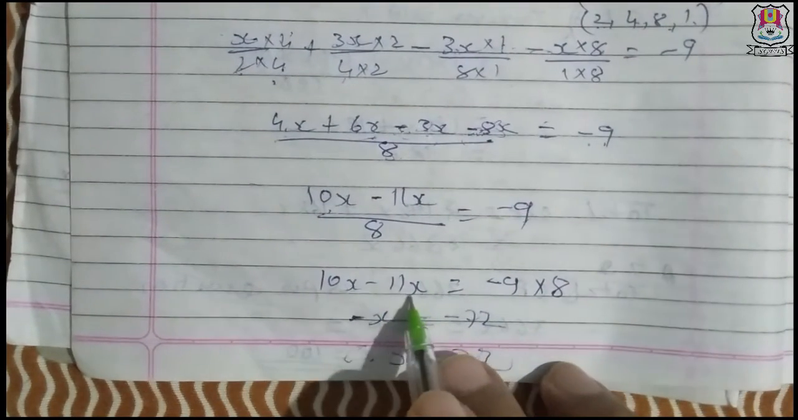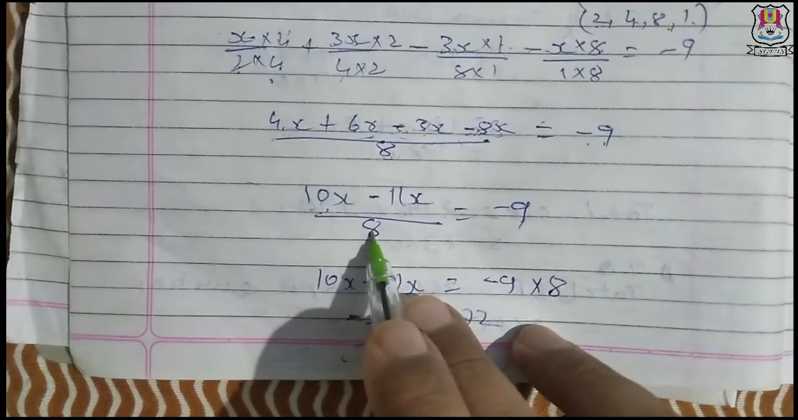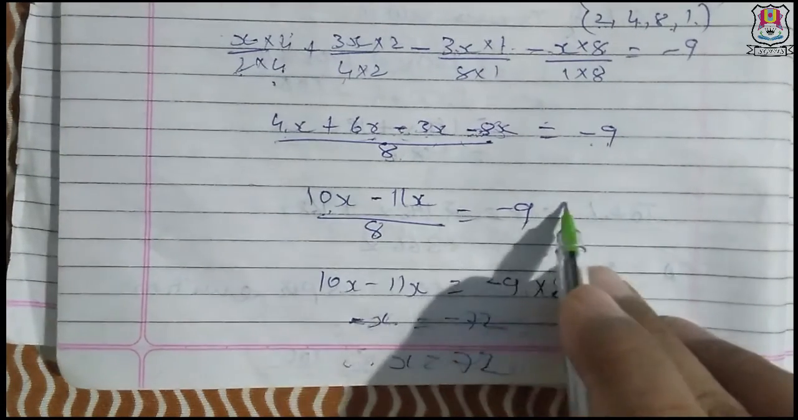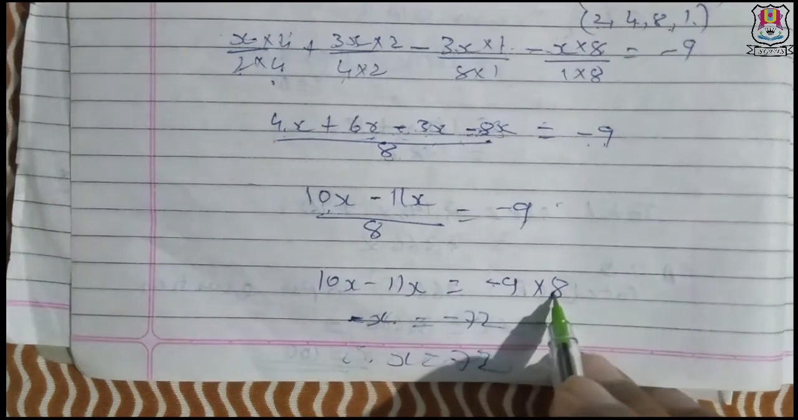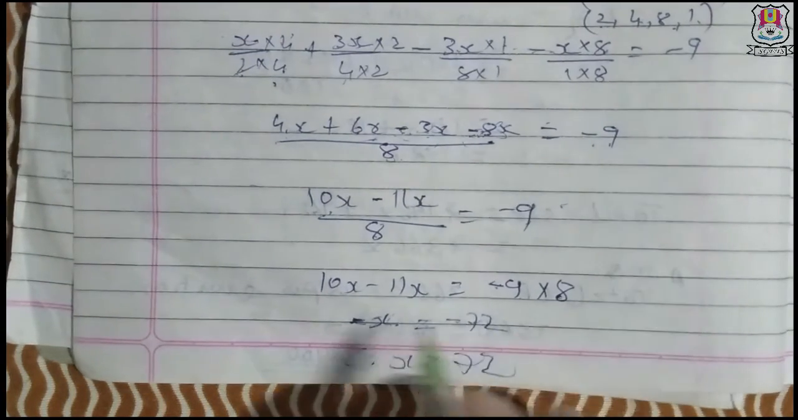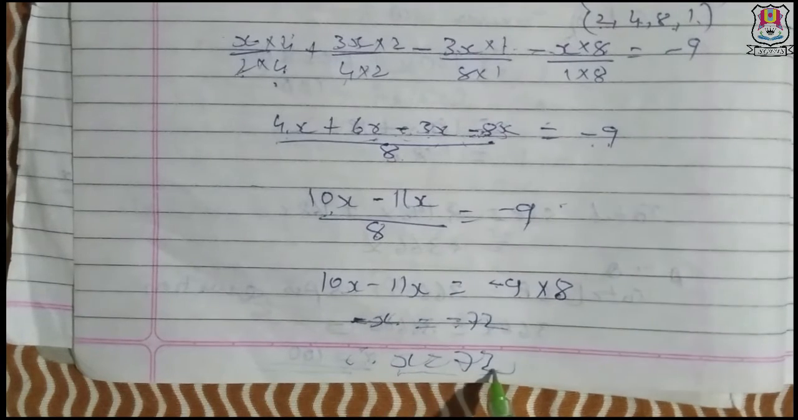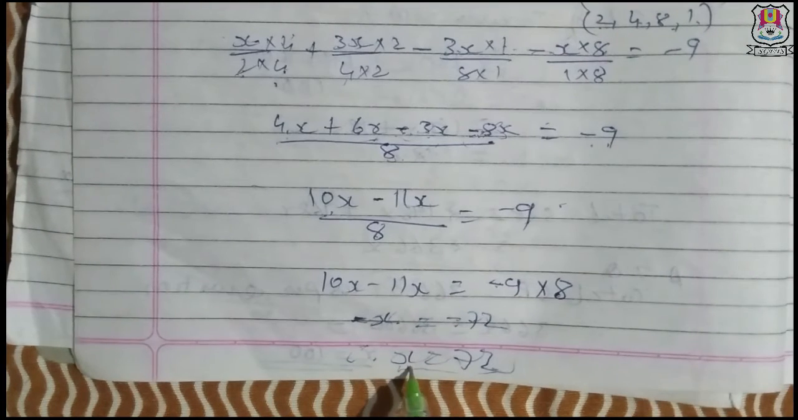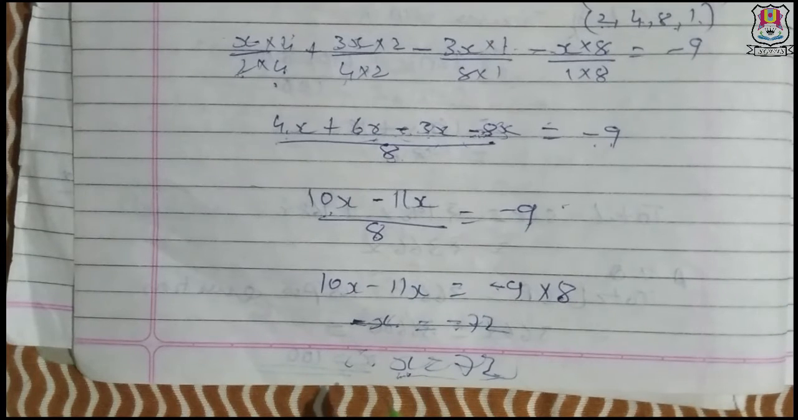And so 10x minus 11x will be minus x, and this 8 is in the division form. If we shift it to the right hand side, it will be in a multiplication form. So minus 9 multiplied by 8 is equals to minus 72. Minus sign is cancelled, so x is equals to 72 we got. And what is x? x is the total number of the deer in the herd. What is the number of the deer? That is 72. So there are 72 deers in the herd.